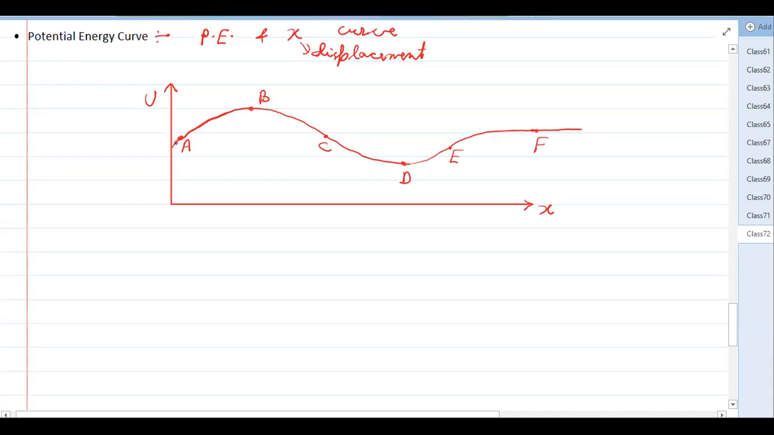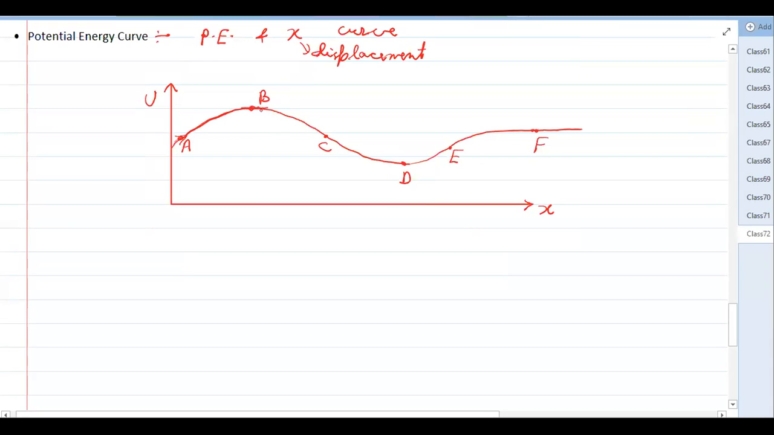If we are moving from point A towards point B, that is equivalent to climbing a mountain. Climbing a mountain means an increase of gravitational potential energy. So the potential energy versus displacement graph, you can compare with the surface on the earth. If you are moving up on the earth surface, you are increasing the potential energy. At the top of the mountain, you have the maximum potential energy.